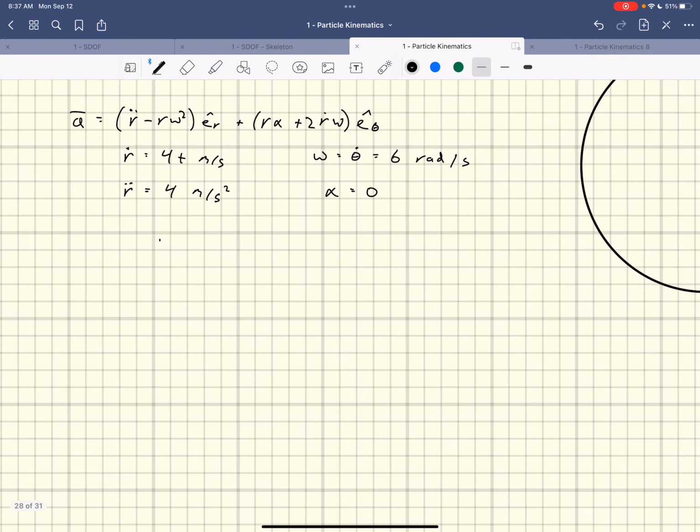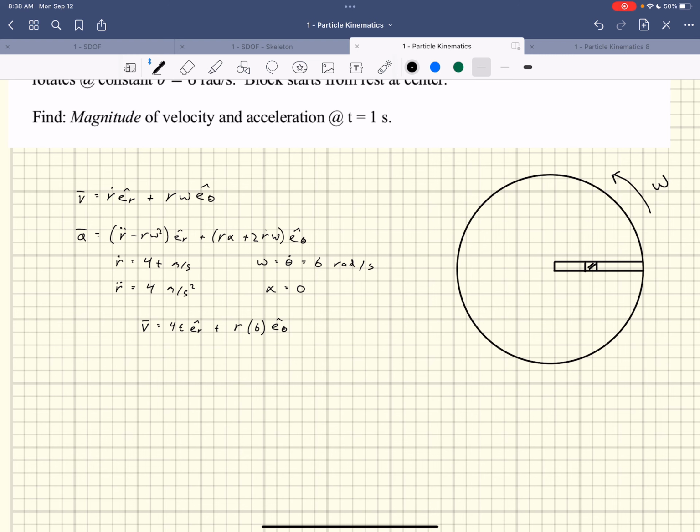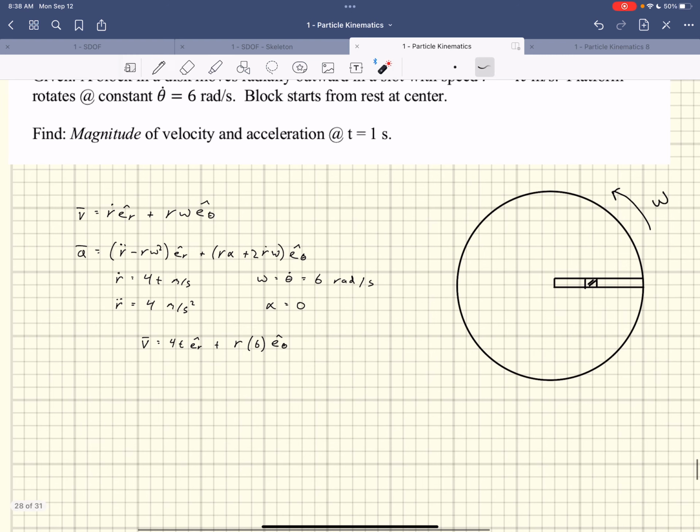And so my velocity, we put in stuff we have here. That's just going to be 4 times t in the e_r direction plus r times 6 in the e_theta direction. Right. And so it's asking for the magnitude. So right now I'm almost there. It's at t equals 1 second, so I can put in t equal 1 second. It'll tell me the e_r direction. But what I don't have right now is what r is. I don't know what the radius is.